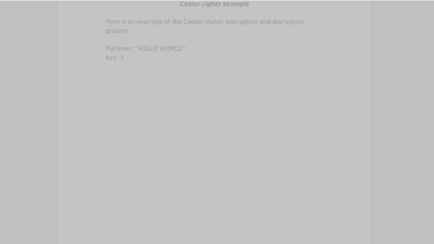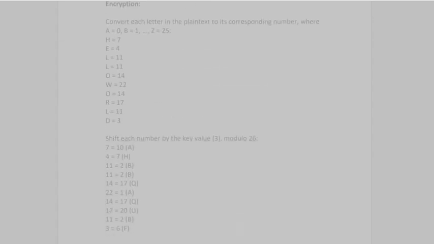Caesar cipher example. Here is an example of the Caesar cipher encryption and decryption process. Plaintext, hello world. Key, 3. Encryption. Convert each letter in the plaintext to its corresponding number, where A equals 0, B equals 1, Z equals 25. H equals 7, E equals 4, L equals 11, L equals 11, O equals 14, W equals 22, O equals 14, R equals 17, L equals 11, D equals 3.